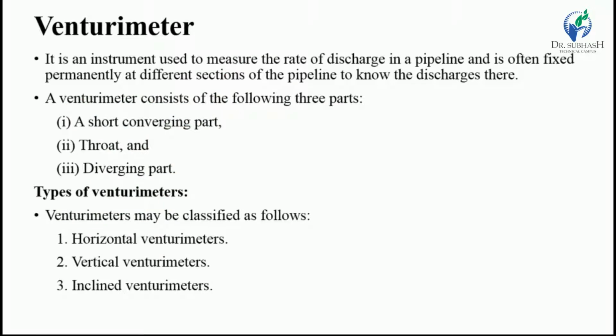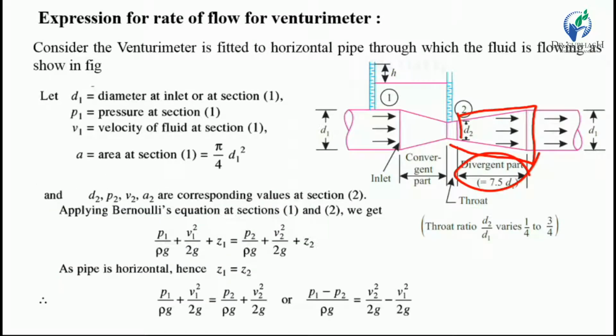Now, types of Venturimeter. The Venturimeter is mainly classified according to the position in which it is placed in the pipe. So according to that, there are the horizontal Venturimeter, vertical Venturimeter and inclined Venturimeter. Now we will derive the equation of discharge or rate of flow for a Venturimeter.